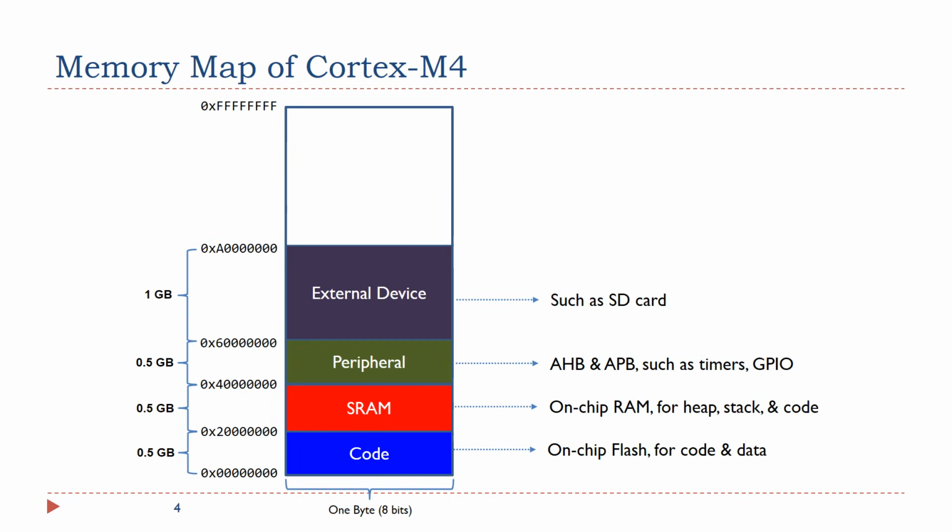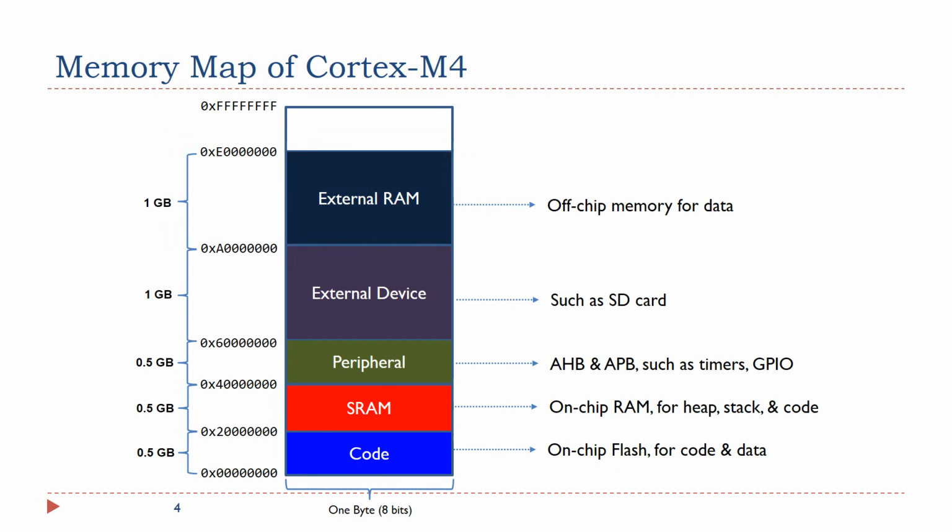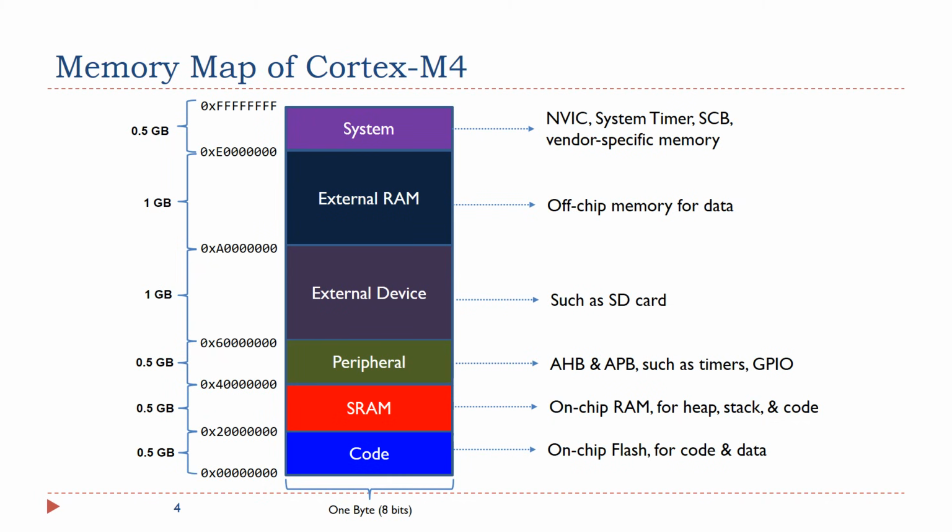The next region is for external devices, such as SD card. The next is external RAM, which is an executable region for data. It is off-chip memory, primarily used to store large data blocks. It has a total of 1 gigabyte. The last one is the system region, which includes the NVIC, system timer, system control block, and vendor-specific memory.